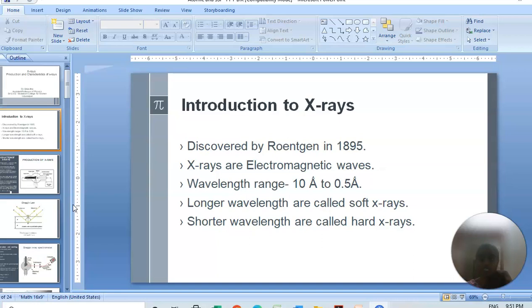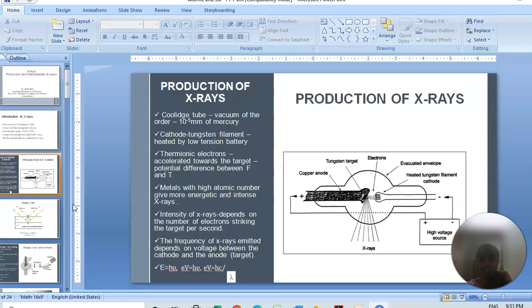Since it varies from 10 Angstrom to 0.5 Angstrom, we can produce soft X-rays and hard X-rays. That is, when it is a longer wavelength, it is called soft X-rays. When it is a shorter wavelength, it is called hard X-rays. Now, we are going to see about the production of X-rays.